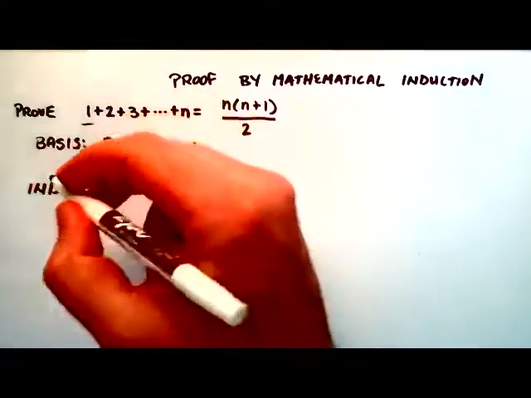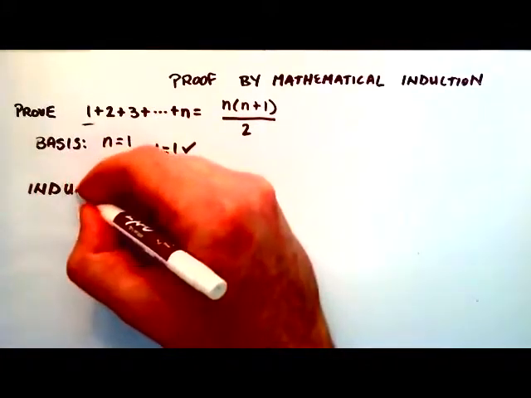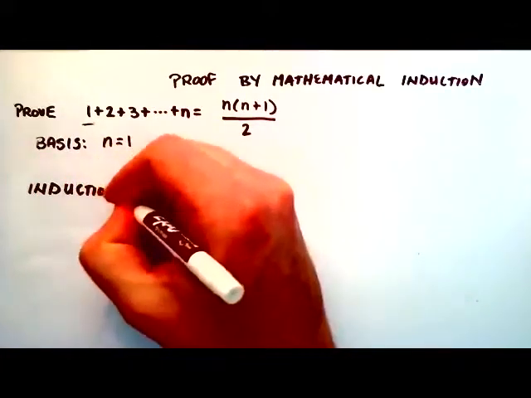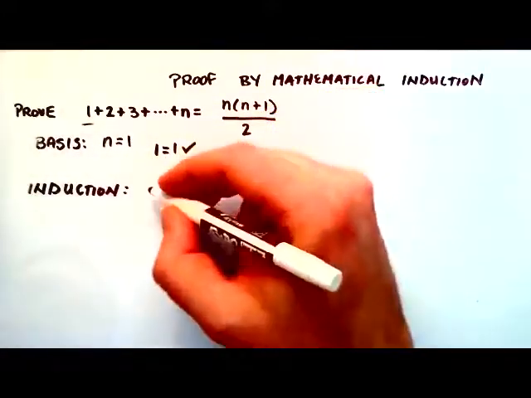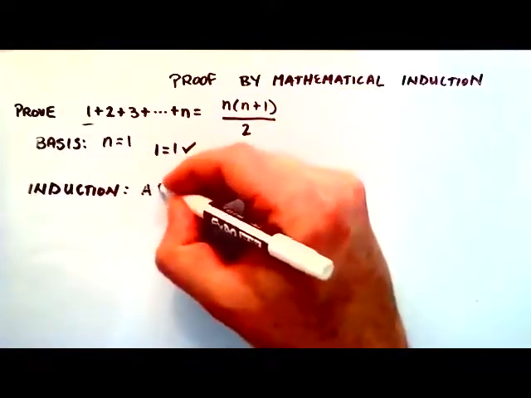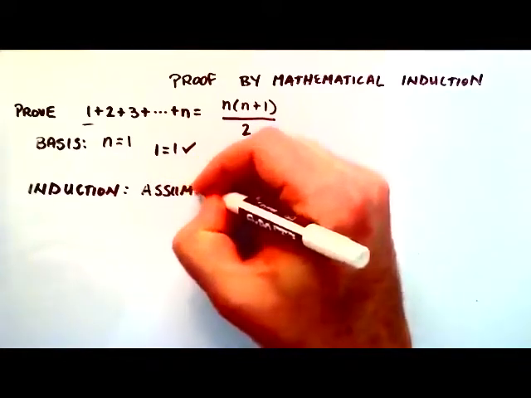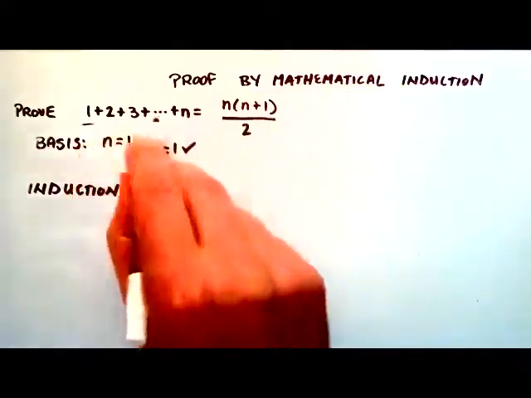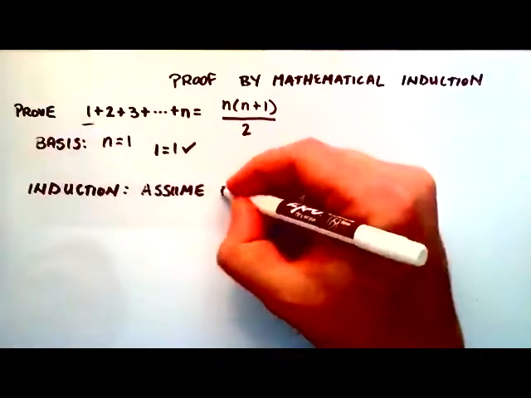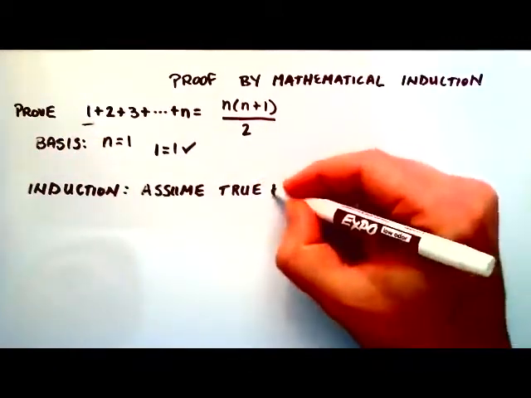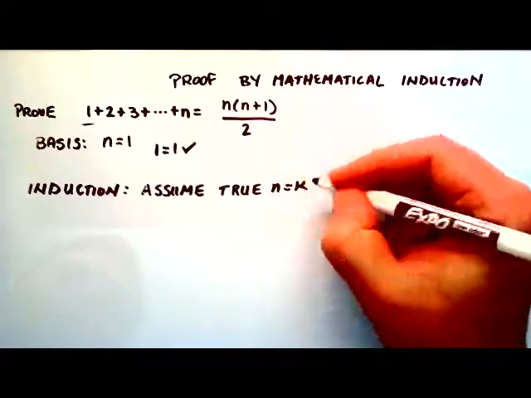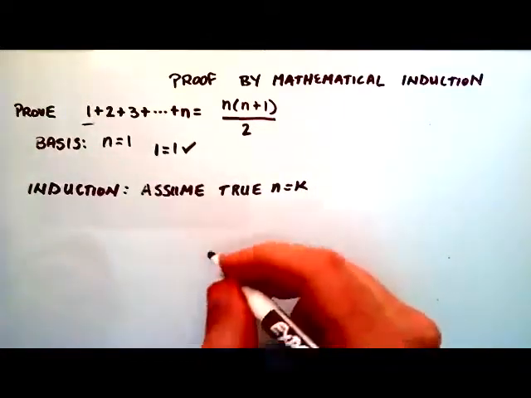The next step is going to be the induction step. Basically what we're going to do with the induction step is we're going to do a couple things. We're just going to assume that this statement is true for some value n equals k. So we're going to assume that it's true for n equals k. Let's go ahead and do that now.